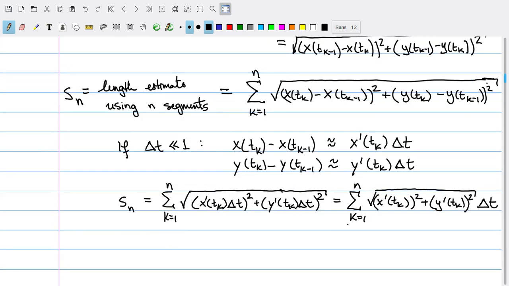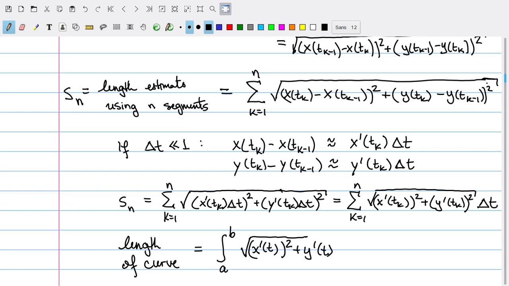And if you recognize this, this is a Riemann sum. So if I take the limit as n goes to infinity, that is, as I choose more and more line segments, I actually end up with the real length of that curve, and it's equal to that sum, but the sum sign now becomes an integral because I'm adding up infinitely many components from the starting point to the ending point, so from a to b, of the square root of x prime of t squared plus y prime of t squared, and then the delta t becomes a dt.